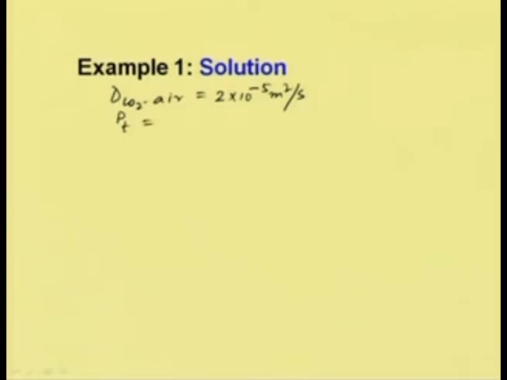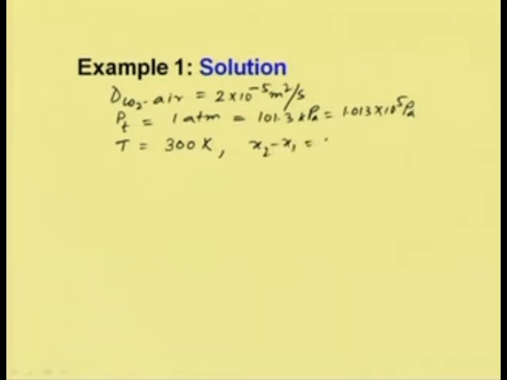PT, the total pressure, is given as 1 atmosphere, which is 101.3 kilopascal, which is 1.013 × 10^5 pascal. T is given as 300 Kelvin. X2 minus x1, the distance between the 2 points, is 5 centimeter, which is 0.05 meter.